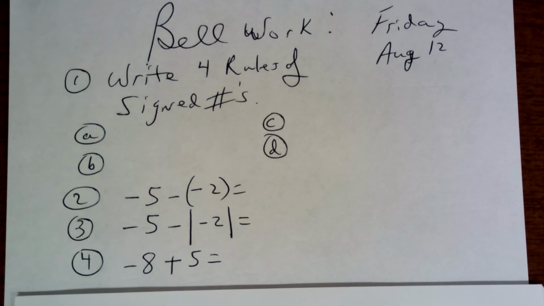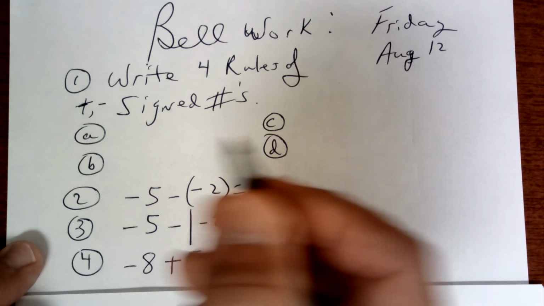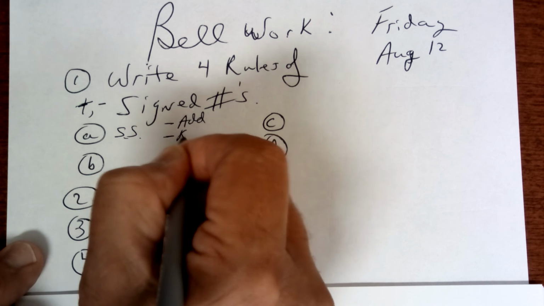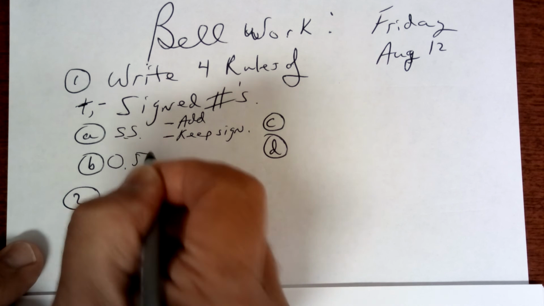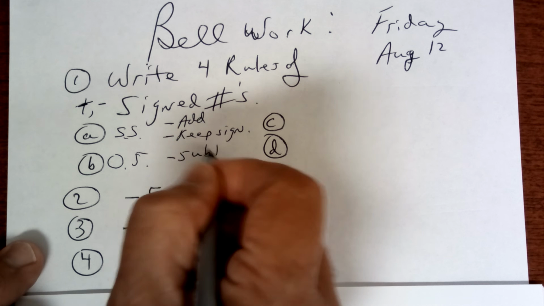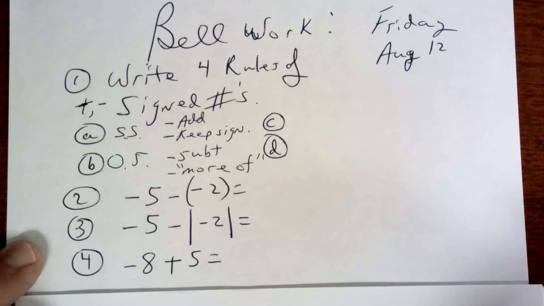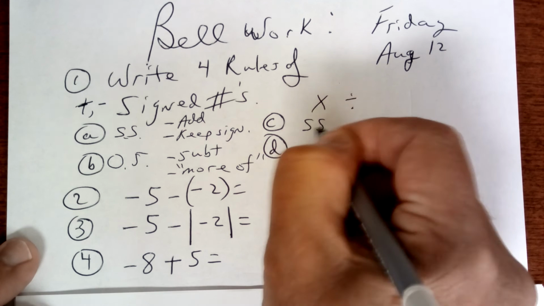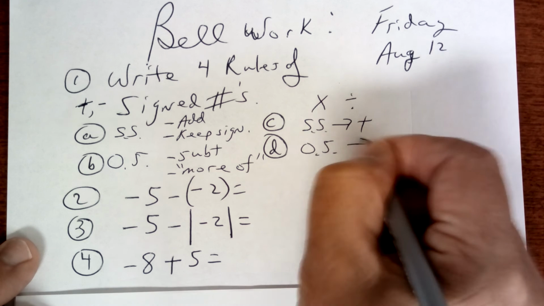There are four rules that you need to know. First of all, when you add or subtract, if it's the same signs, you add and keep the sign. If it's opposite signs, you subtract the numbers and keep the sign that you have more of. Okay? And then finally, if you multiply or divide, same sign will always be a positive, and opposite signs will always be a negative. Those are the rules.